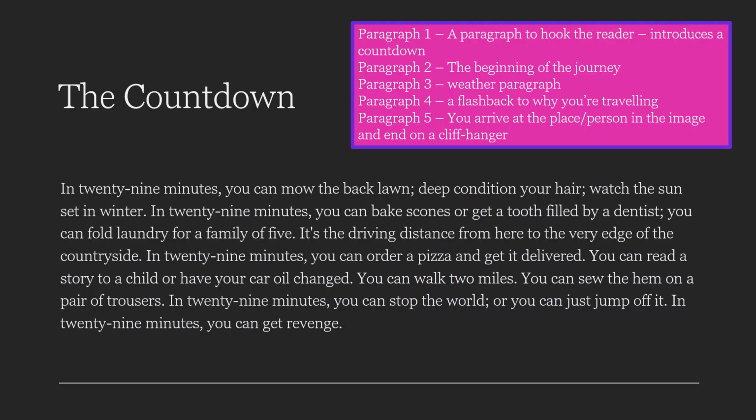The countdown is what we spent some time in year 10 on, and they are 5 paragraphs where you hook the reader with the introduction of a countdown. You have the beginning of the journey, a weather paragraph, a flashback as to why you're travelling, and you arrive at the place. And somewhere within that, you'll describe the image, and it'll be rooted in the image.